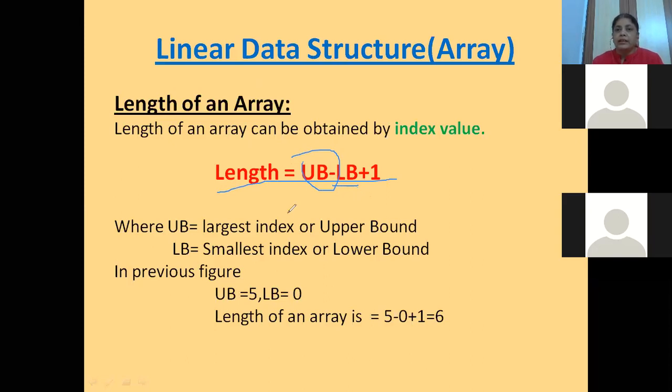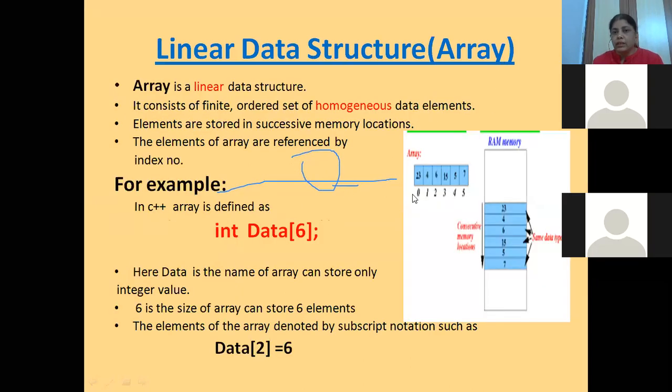It is like data of 0, data of 1, data of 2. So 0, 1, 2, 3, 4, 5, just like in your previous slide. See, 0 is your first index and 5 is your last index. So 0 stands for lower bound, LB, and this 5 stands for upper bound, the highest index, and 0 is the lowest index. So with the help of this highest and lowest index, we can find out the length of the array.